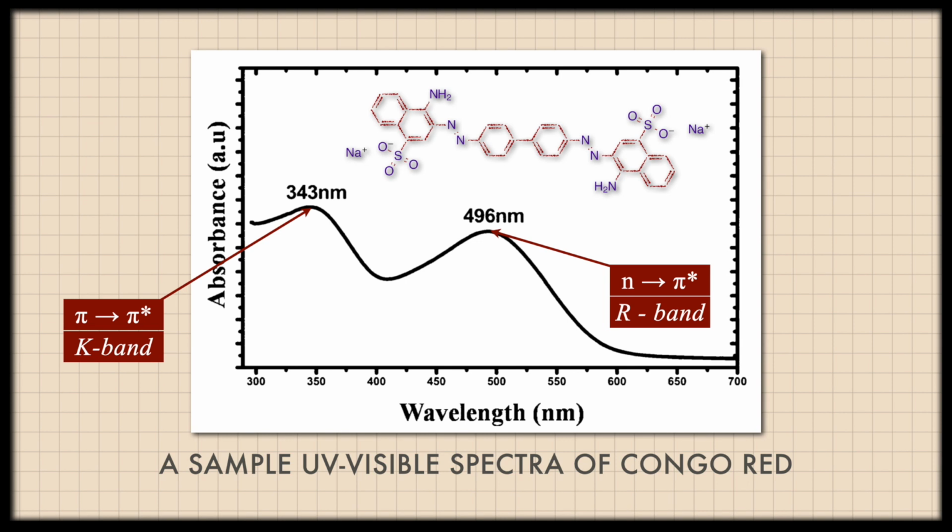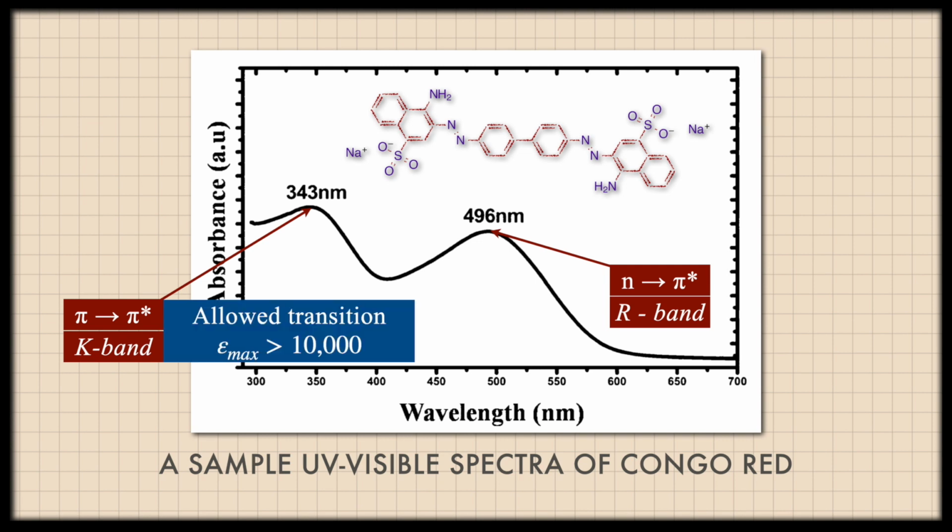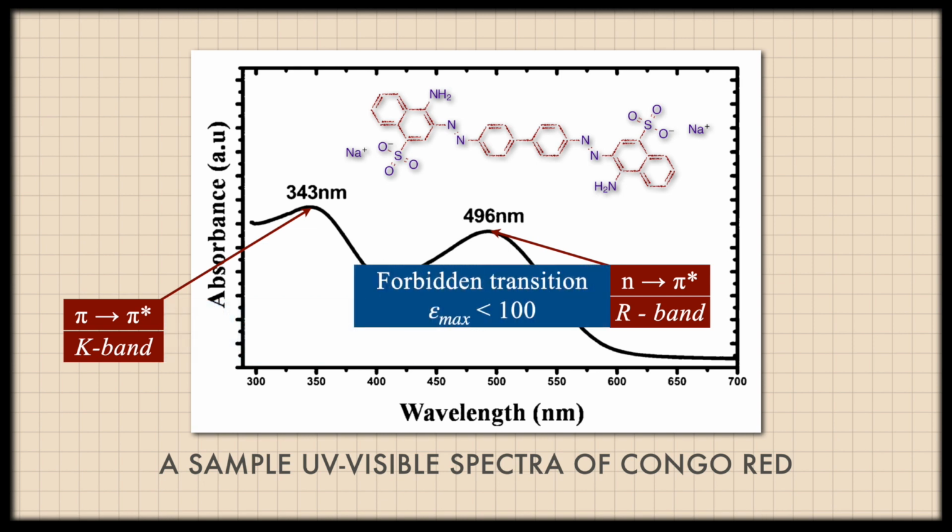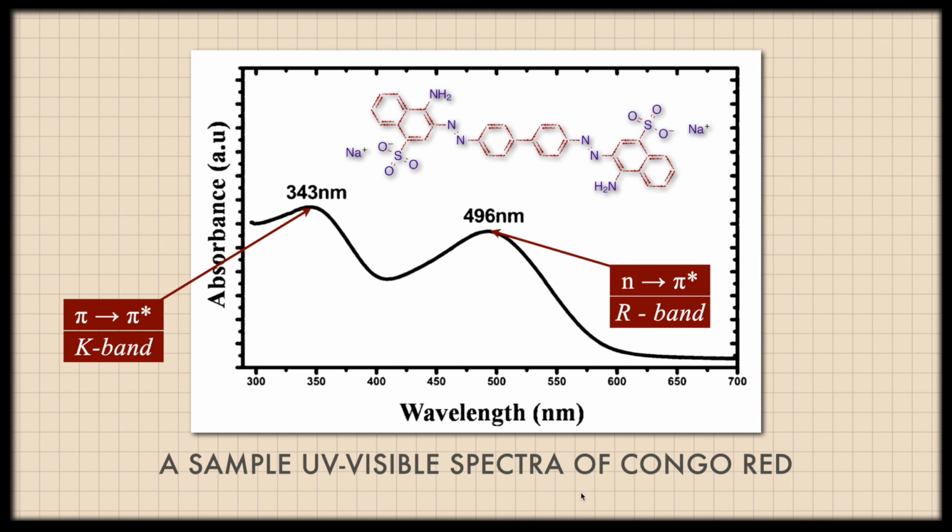It was found that the pi to pi star transitions are usually intense, with the epsilon max value greater than 10,000, because it is an allowed transition. But on the other hand, the n to pi star transitions are forbidden transitions. Therefore, their epsilon max value is usually less than 100. But you might have one question looking at the spectra here. You might see that for the R band and the K band in this particular spectra, the difference is rather small.